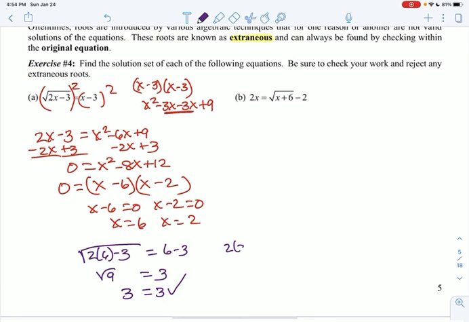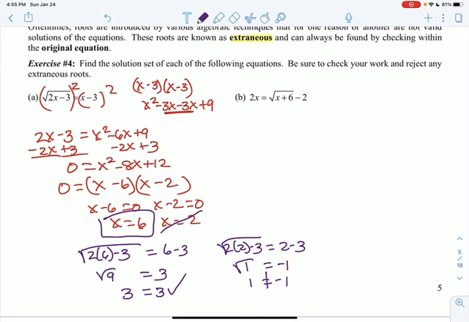So 2 times 2 minus 3, but remember it's under the square root, equals 2 minus 3. Well, 2 times 2 is 4, and 4 minus 3 is 1, and the square root of 1 is 1, but yet on this side I have negative 1. This does not check. The answer does not work, so therefore it is invalid. So I leave it there, but I'm just going to put a line through it like that. That answer does not work.